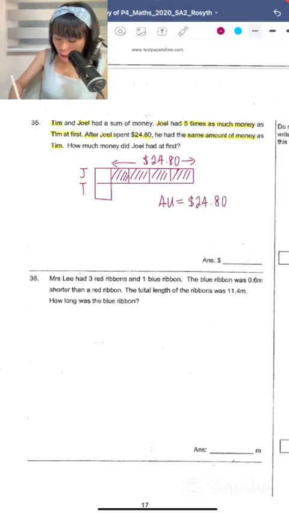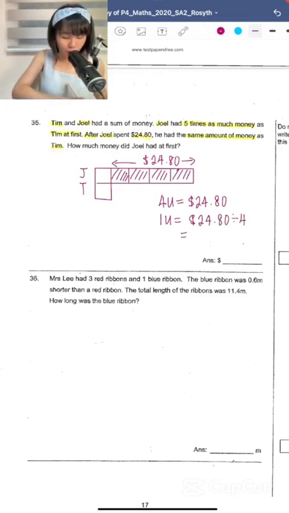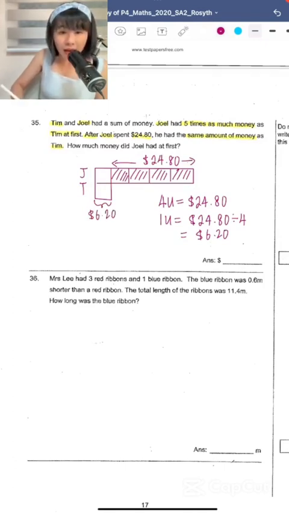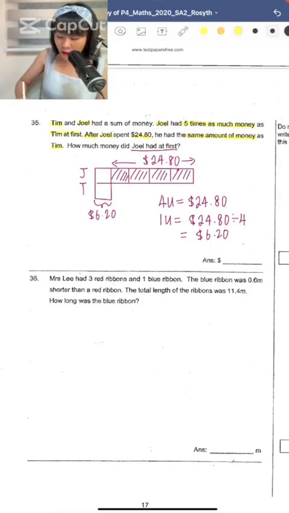$24.80. To find 1 unit, $24.80 divided by 4. This one you can do your long division, not an issue, which you should have $6.20. So each unit here is $6.20. And how much money did Joel have at first? Remember, Joel had at first everything here, the 5 units. So if 1 unit is $6.20, 5 units is 5 multiplied by $6.20.